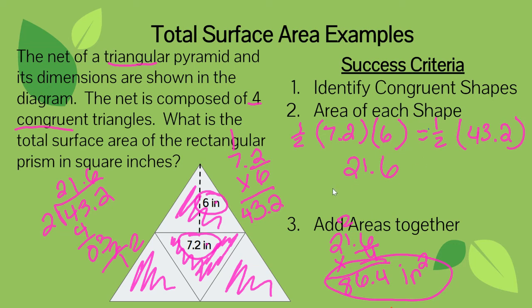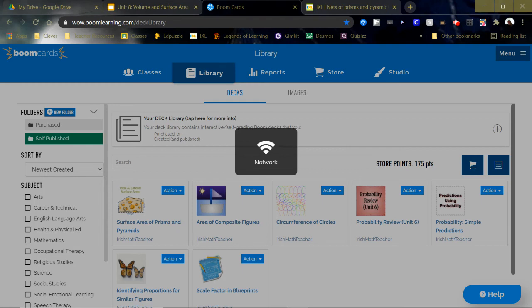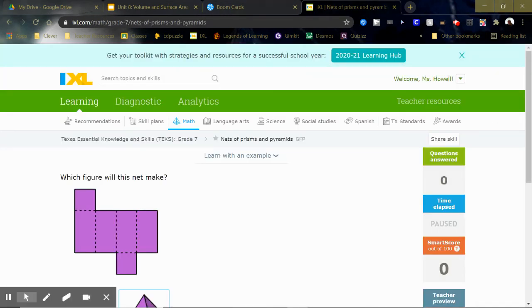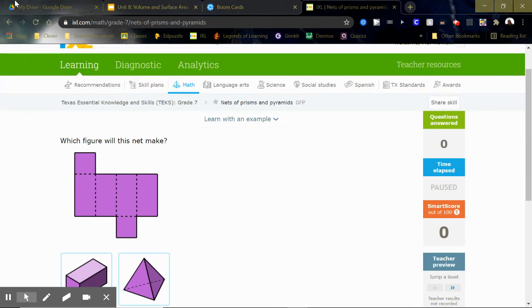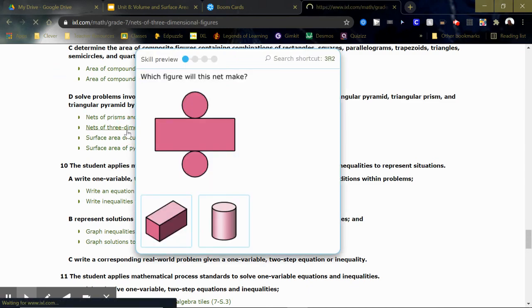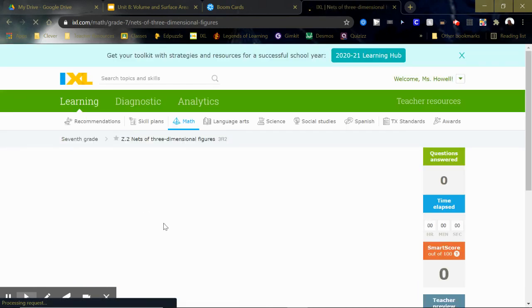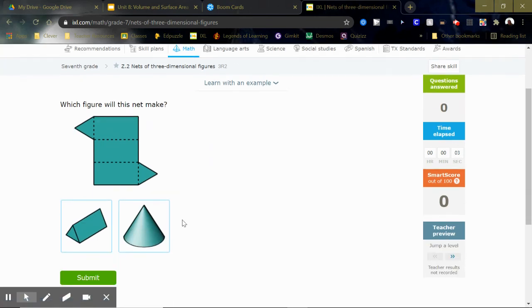Hey, buddy. So that's all we're doing today, and your assignment is going to be on IXL. You're doing 2 of these codes. So you're going to find nets of prisms and pyramids, GFP, this one, and you're just going to say which shape does this net make, okay? And then the other one, you're going to do nets of 3-dimensional figures, so all of them. So it's not going to be just prisms and pyramids. So that's 3R2. Okay, and those are the 2 you need.